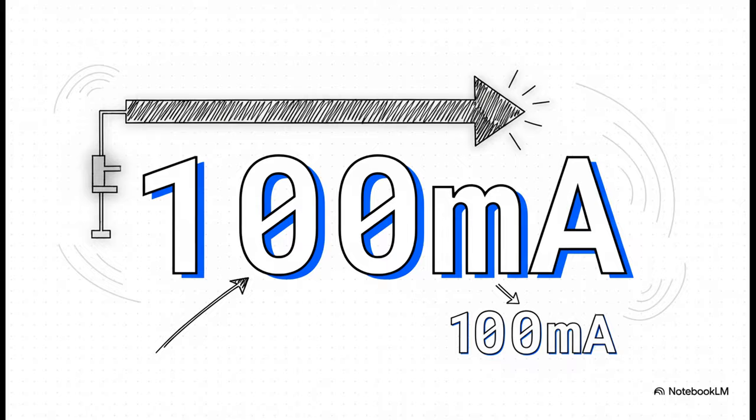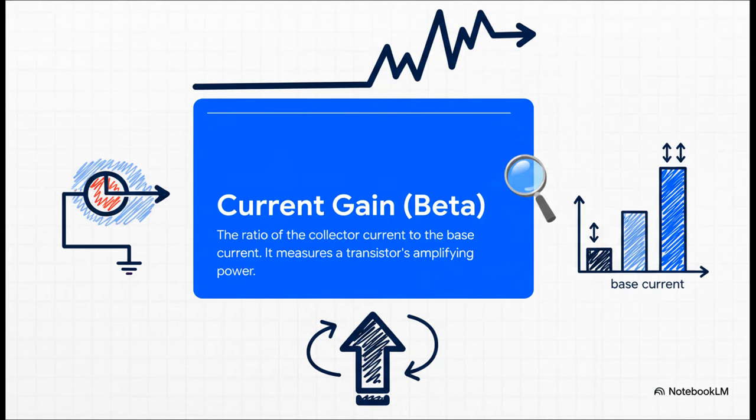This right here is the basic principle behind everything from your headphones to giant stadium speakers. And this amplification factor actually has a name. Engineers call it current gain, or more commonly, beta. It's just a simple ratio. You take the big current and divide it by the small controlling current. In our example, 100 milliamps divided by 1 milliamp gives us a gain of 100. This number tells you exactly how much punch that transistor has as an amplifier.